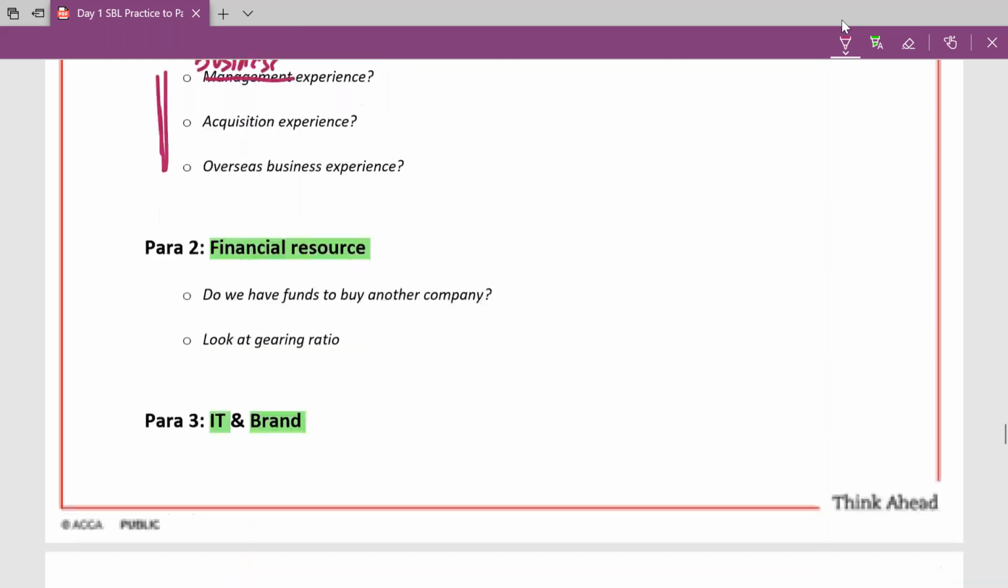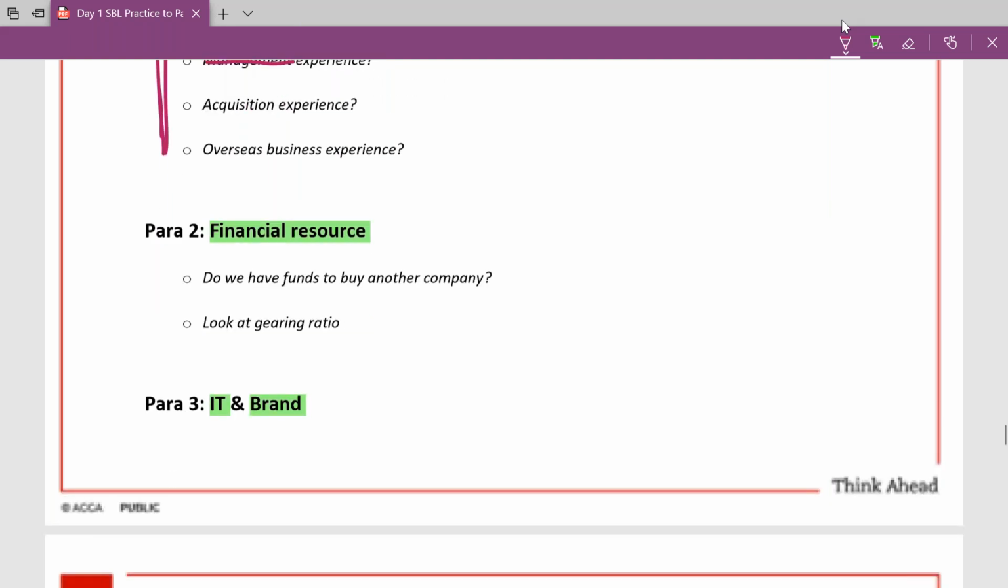Under financial resource, we need to see two things. We need to see whether we have the funds to acquire the company. Obviously, if we are thinking of acquisition, we should have the funds. This is what exactly we will check.